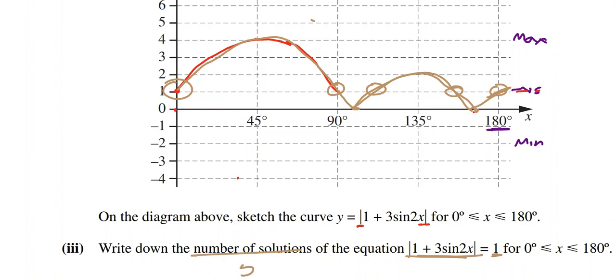The number of solutions is 5 when it is equal to 1, or we can draw a line y is equal to 1 and see how many times it is intersecting that line, and it is intersecting 5 times, so the answer is 5.